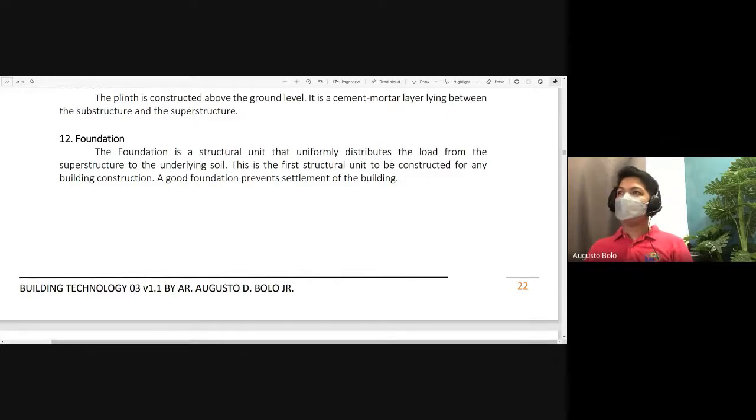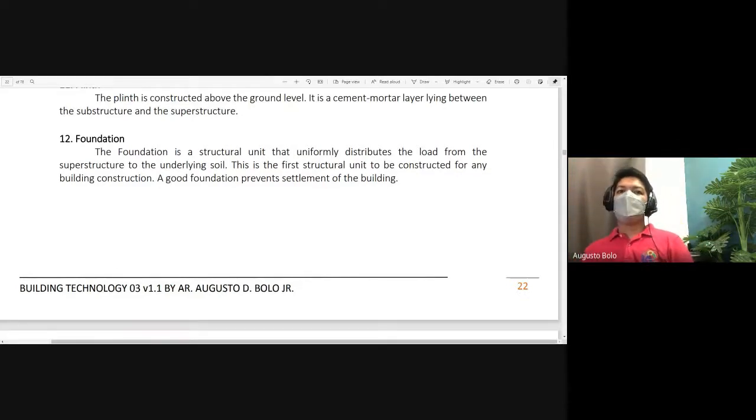Evan, hello, can you read? Sir, can you hear me po? Yes po. Foundation. The foundation is a structural unit that uniformly distributes the load from the superstructure to the underlying soil. This is the first structural unit to be constructed for any building construction. A good foundation prevents settlement of the building.